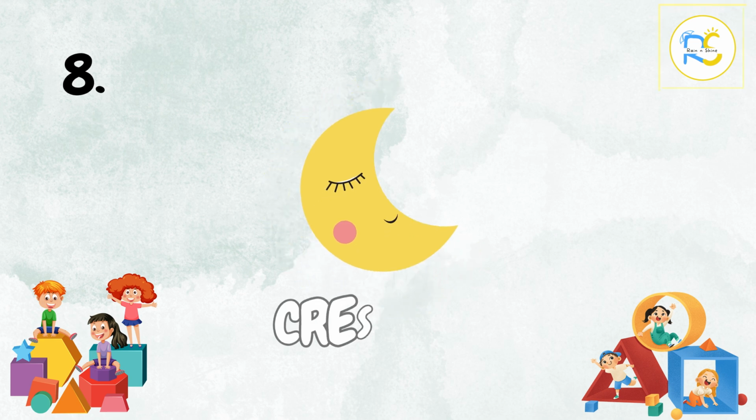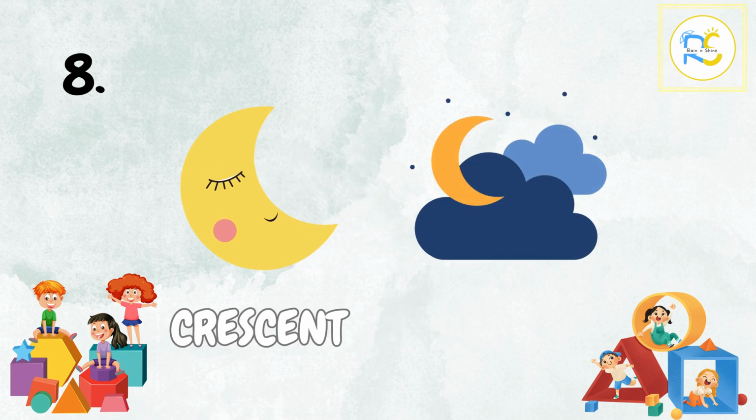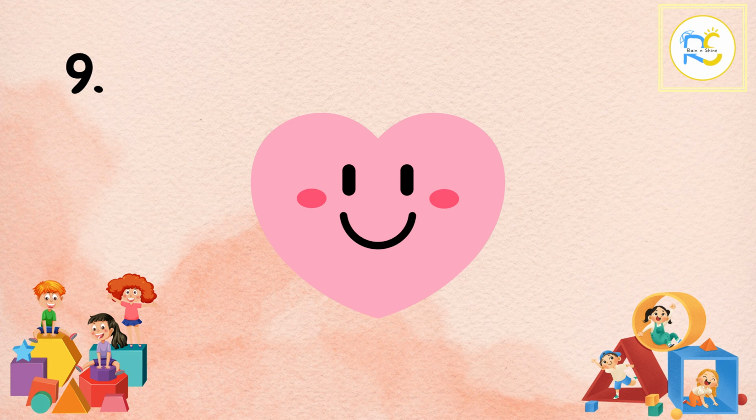Here's a special shape you might recognize. It's a crescent. A crescent looks just like the moon when it's only partly visible in the night sky. Whenever you see a curved moon, you are looking at a crescent shape. Say crescent with me. Now, let's spell it, C-R-E-S-C-E-N-T.